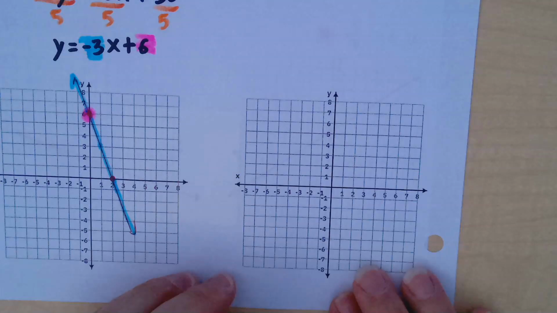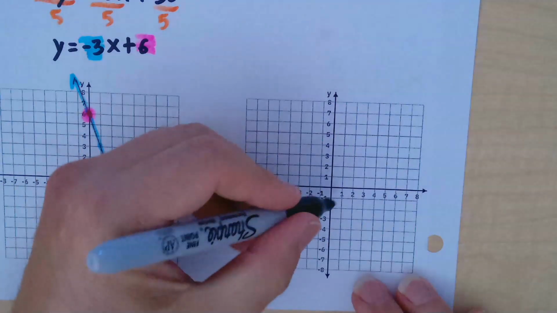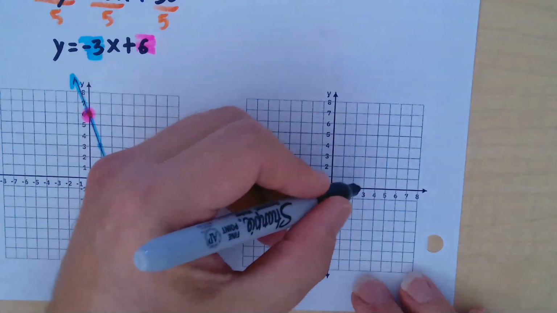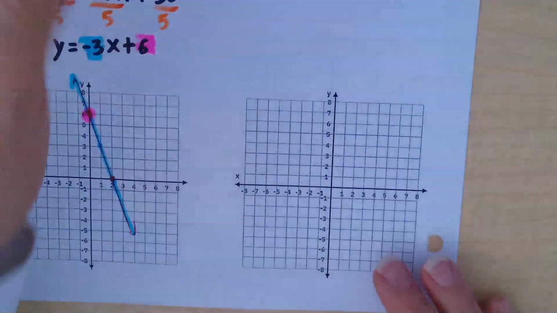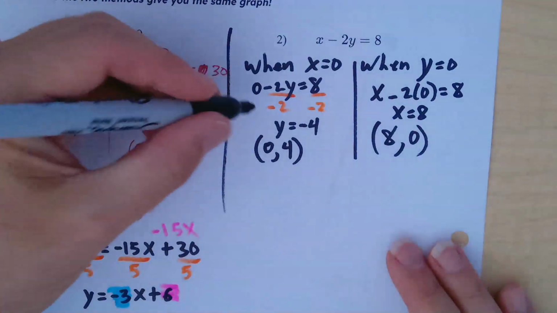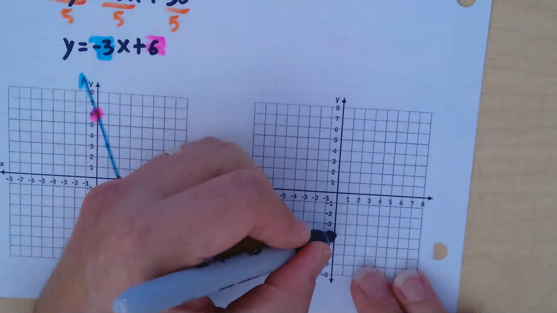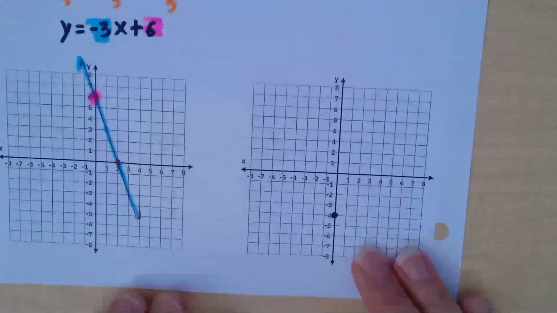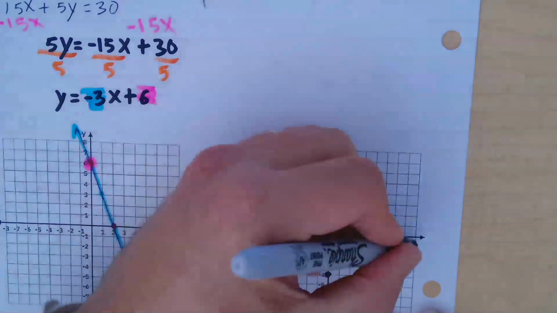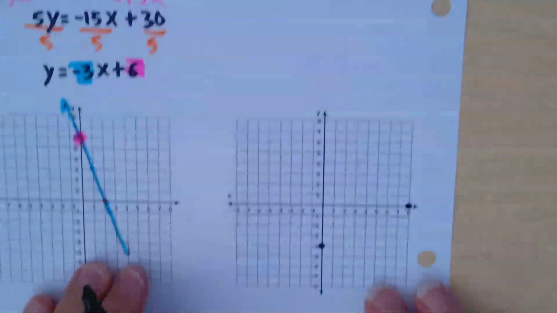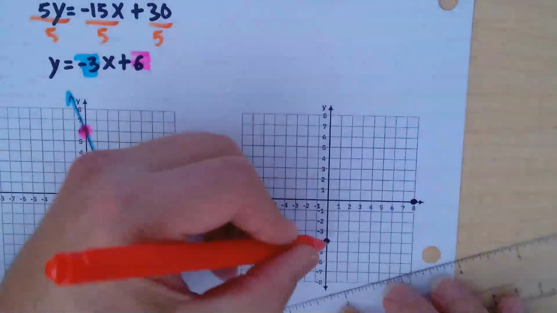Oh, sorry, I made a mistake. Should be negative 4. 0, negative 4. So I'm going to go down here to 0, negative 4. And the other point is 8, 0. So I can plot those 2 points and draw a line.